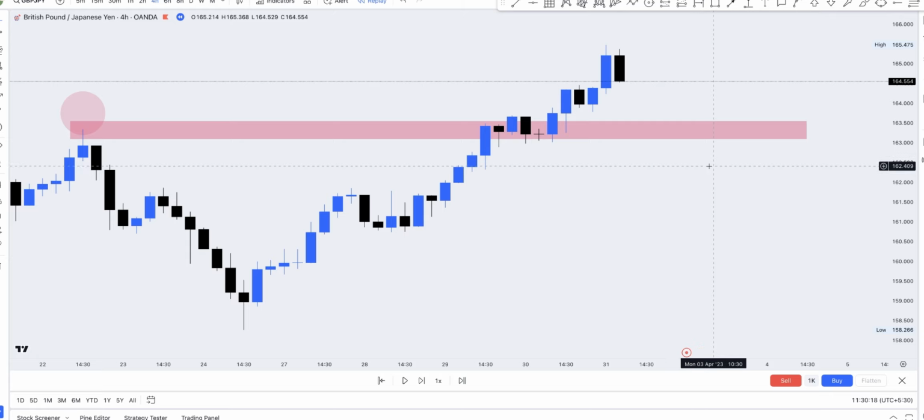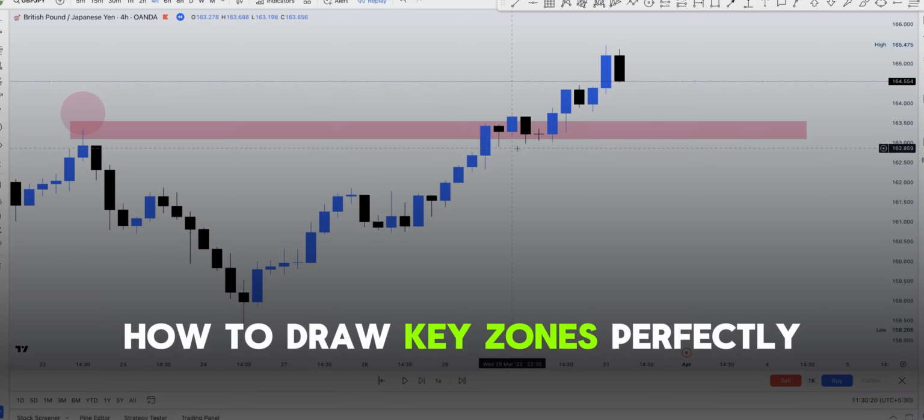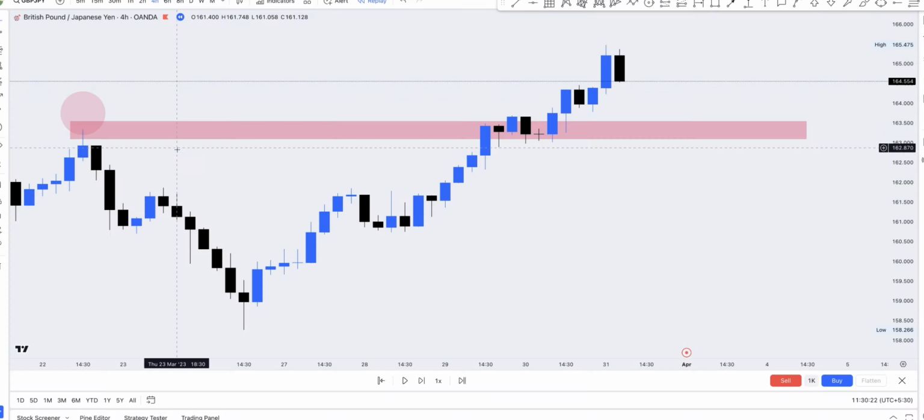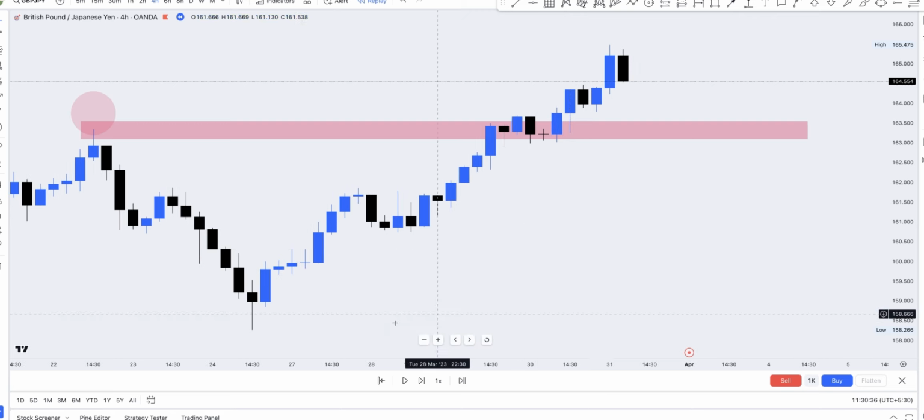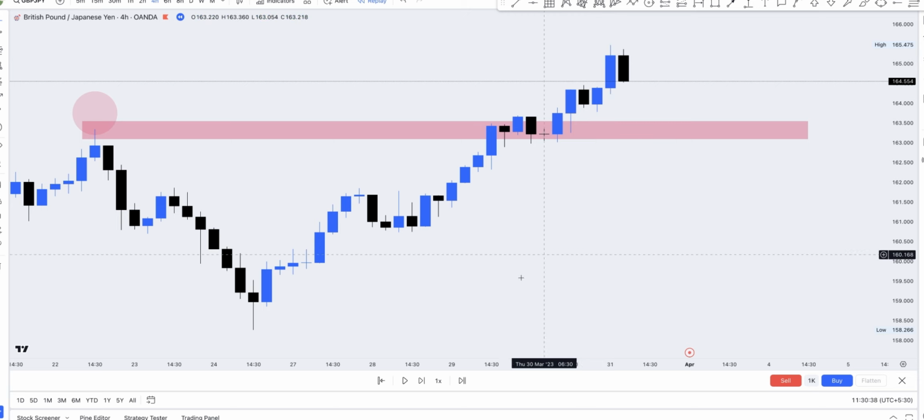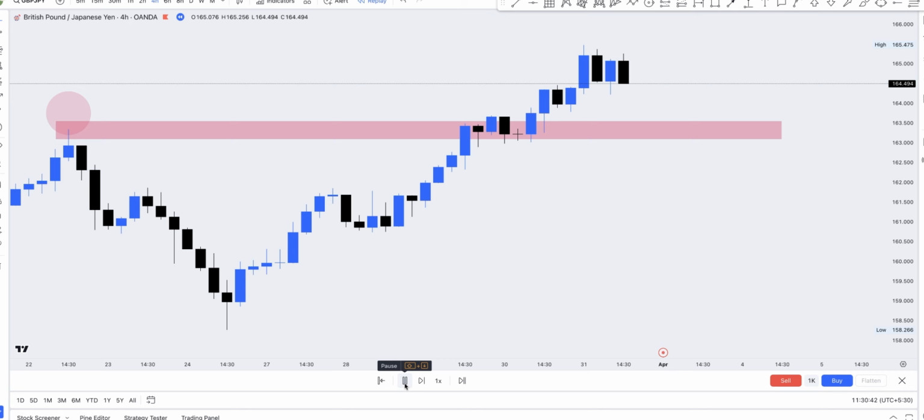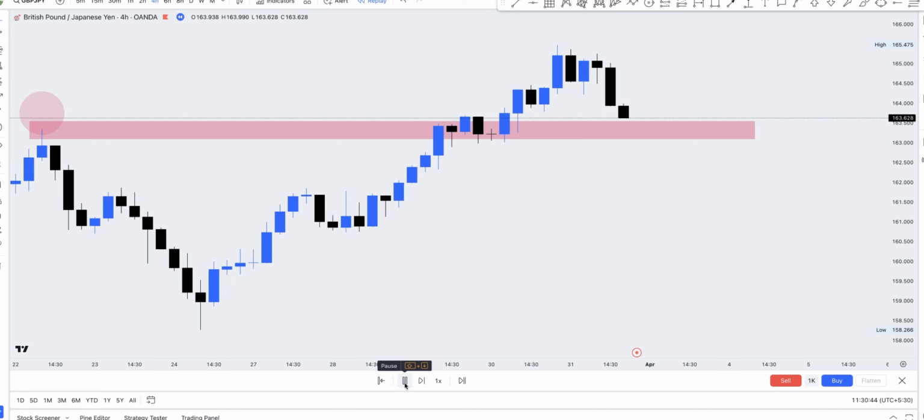I also taught in one of my videos how to draw key zones perfectly. So we do not draw key zones as a line, but rather we draw it as a zone, because when you draw it as a line, price might not get into the line. But when you draw it as a zone, that is when you have a good exhaustion phase. So now let's look at what price is going to do here, because we are waiting for price to come back for an exhaustion. Then we can now look for a buying opportunity.